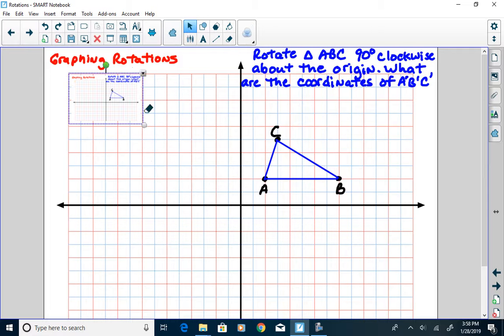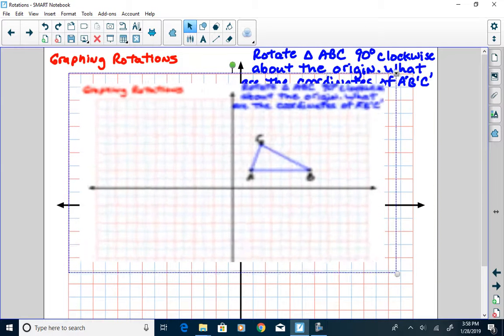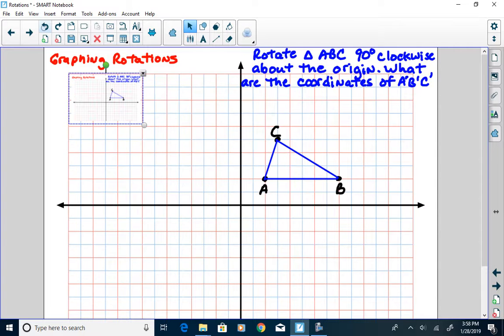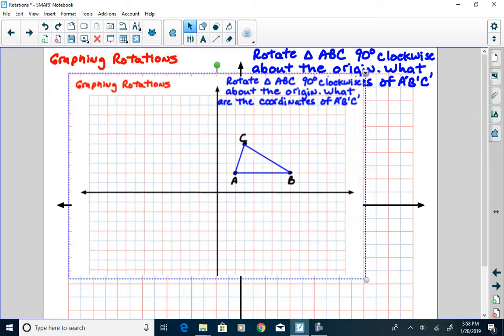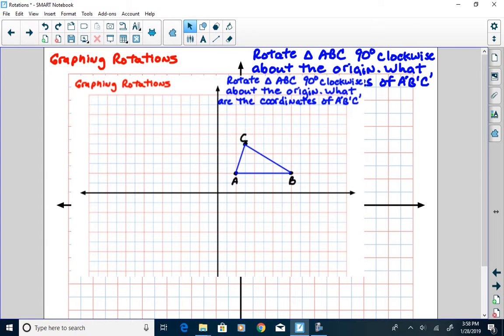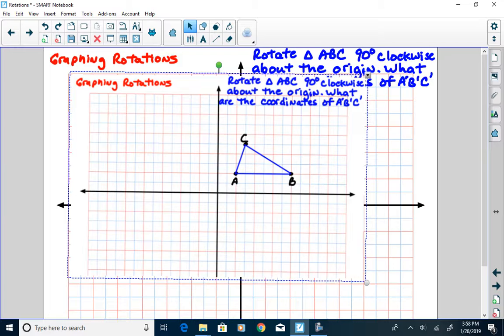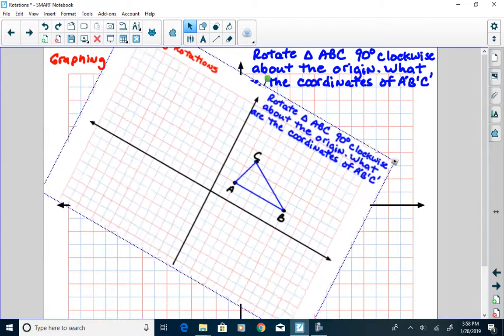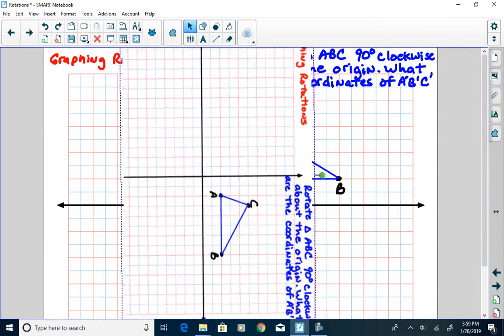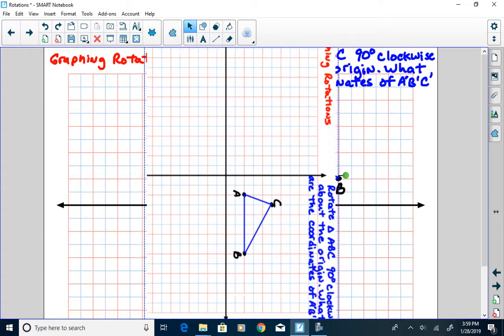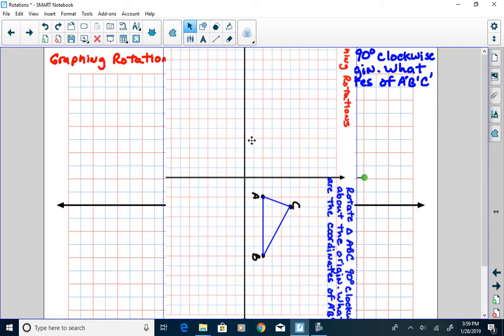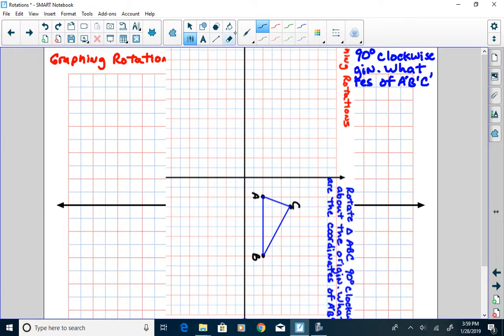We're going to take our triangle and rotate it about the origin. A 90 degrees clockwise rotation about the origin means we would be taking our figure and rotating it this way, so that the x-axis now becomes the y-axis and the y-axis becomes the x-axis. We want to then look at the locations of our original points.